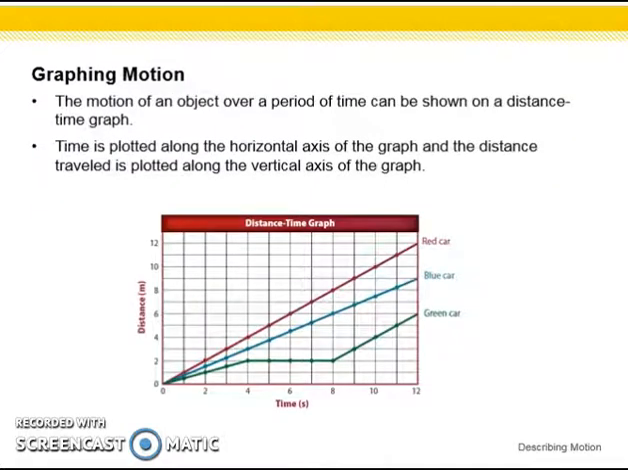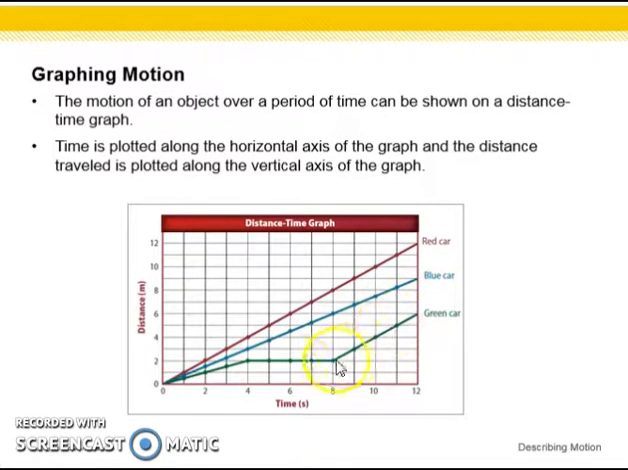Go back up for a minute to the graph for graphing motion that you've already drawn out, and here's what I want you to add. The motion of an object over a period of time can be shown on a distance time graph. Time is plotted along the horizontal axis of the graph, and the distance traveled is plotted along the vertical axis. And because I know we still struggle with a little bit of these words, horizontal means going from left to right. So if we're moving from left to right, this is the distance traveled. And if we're moving in any direction other than left to right, up this way or down this way, that is the vertical axis, and that is showing us also the distance traveled.